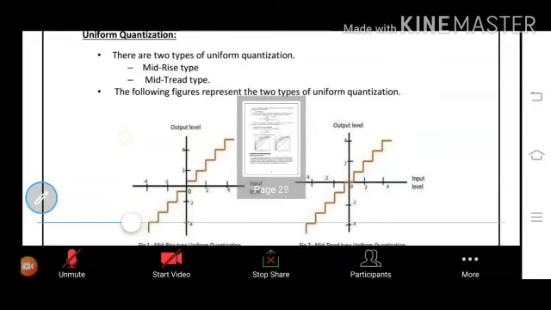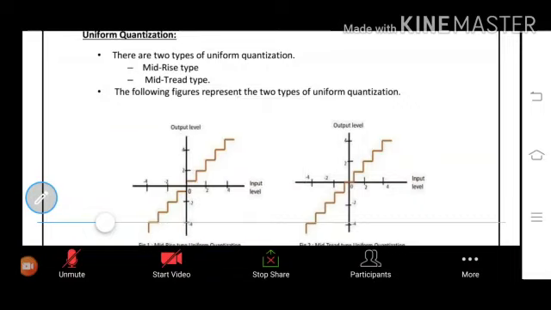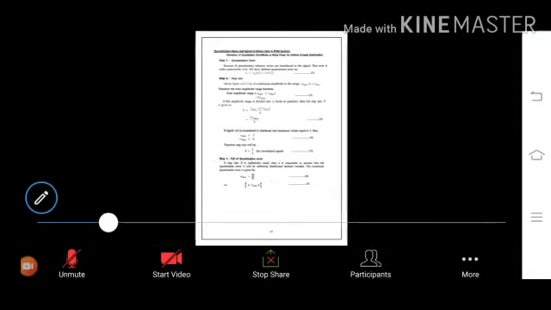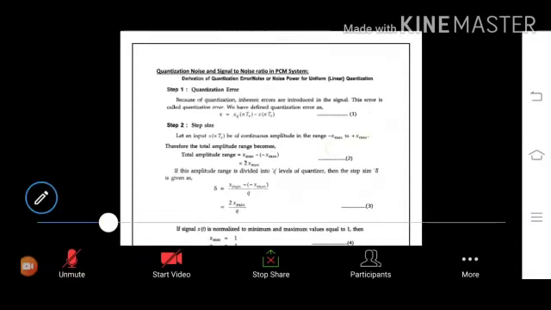The mid-tread type you can start at level 0. The mid-rise type is simply to rise some value, so it increases by some value. That's why you can easily define the output levels and input levels of the uniform quantization. So here are the descriptions of mid-rise and mid-tread. It is so called because the origin lies in the middle of the rising part of the staircase-like graph. So this is how to find the uniform quantization levels.